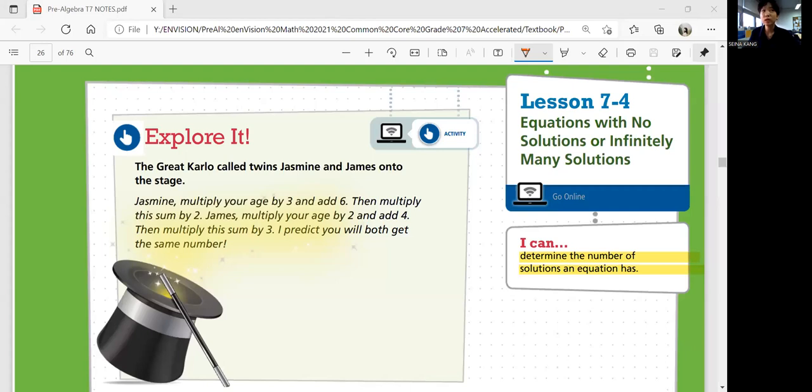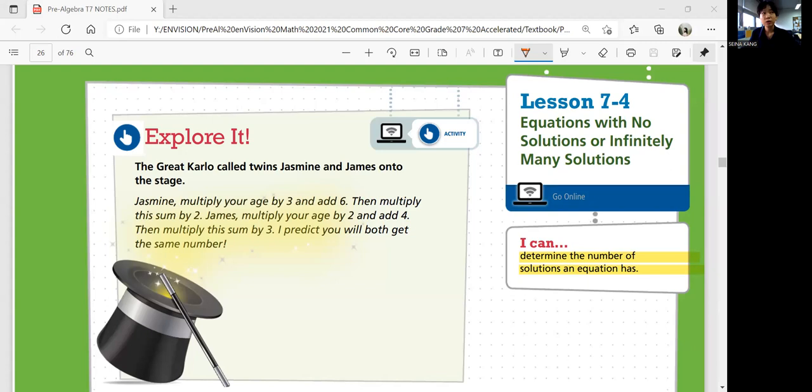Hello everyone, this is Pre-Algebra lesson 7-4, equations with no solutions or infinitely many solutions. What could that be? In this lesson, we'll be able to determine the number of solutions an equation has. Let's start with Explore It.